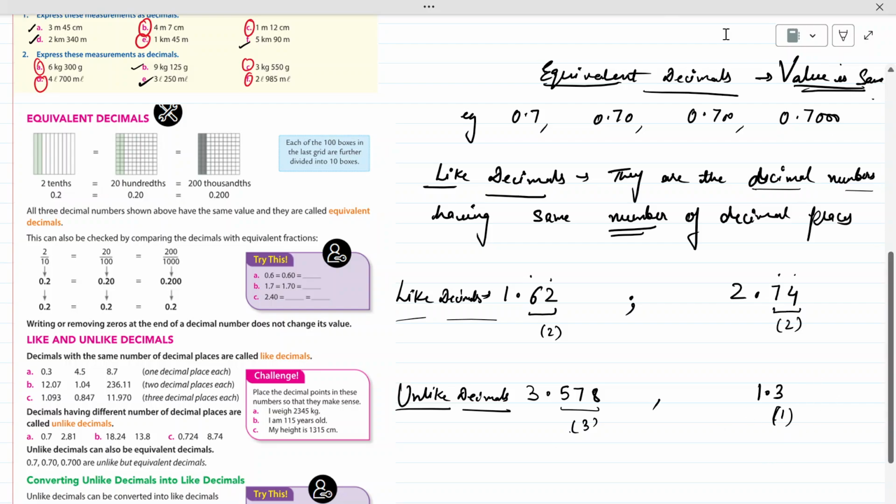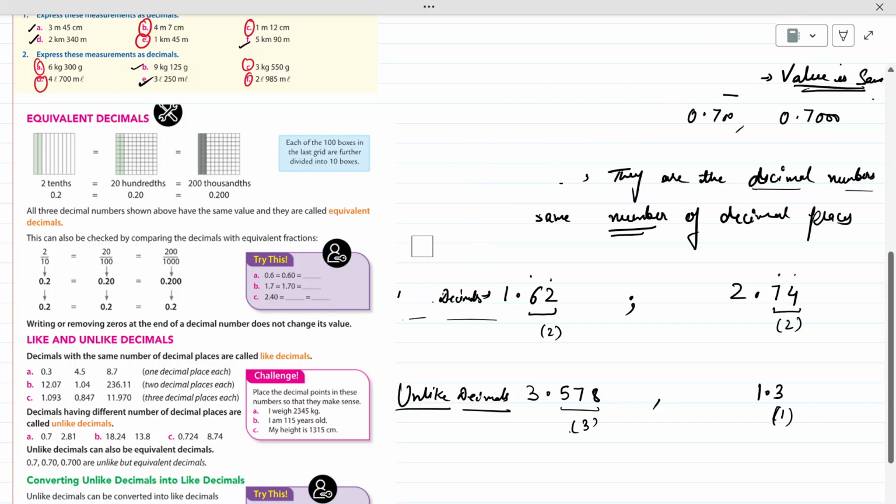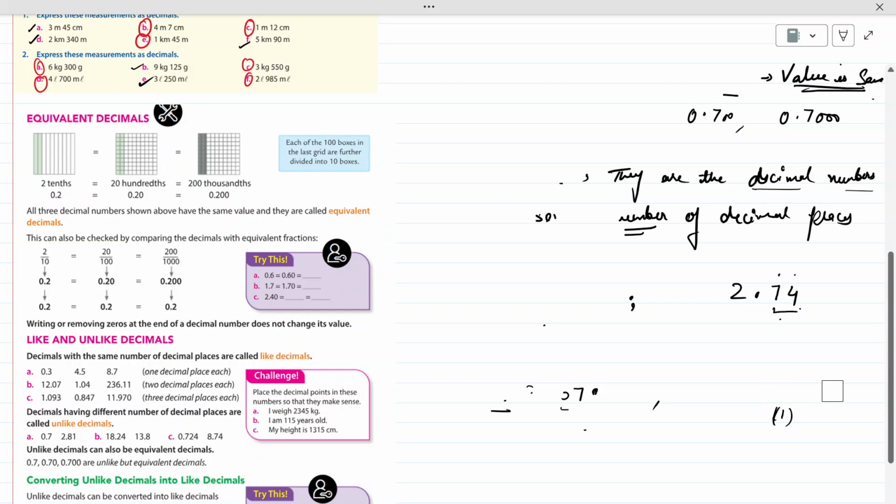Okay. But in the case of equivalent decimals, we have learned they are the decimal numbers which have same value. The number of places might be different, but the value of all these numbers are same, right? Now kids, what we are going to learn is that if we are given any unlike decimal, how we can convert that into like decimal.